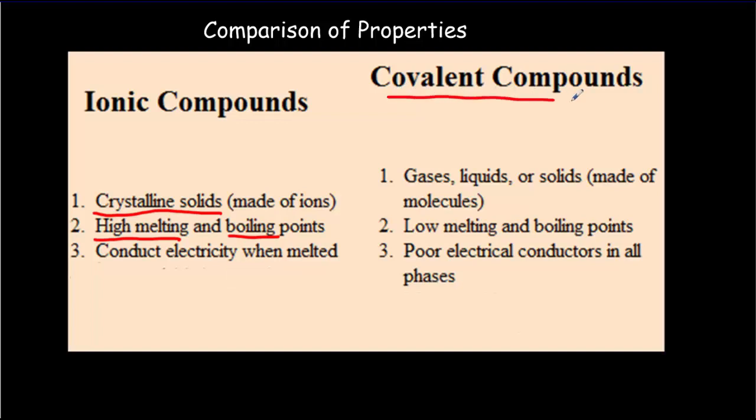For the covalent compounds, we now can have gases and liquids, not just solids. And because the bonds aren't so strong, we have lower melting and boiling points. And then because we don't have the ions, the positive and negative charges to flow around, we get poor electrical conductivity.